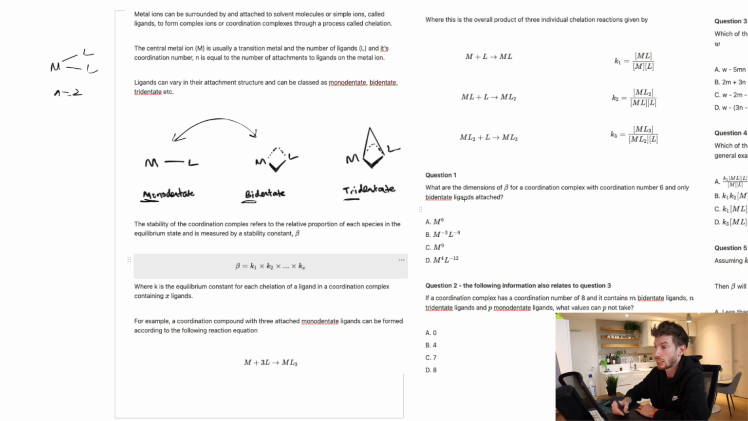There we go. It technically does come down to some Latin. They would refer to it as biting onto it almost. So it's like 2 teeth kind of thing for bidentate, and tridentate, 3 teeth biting onto the metal.